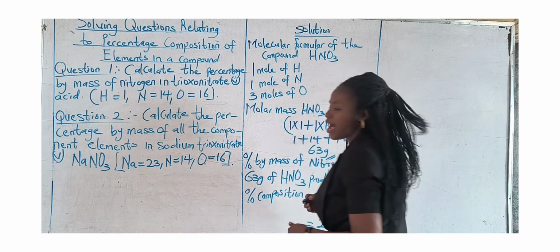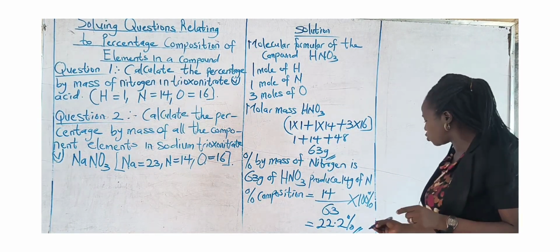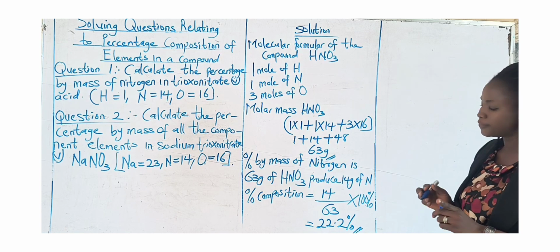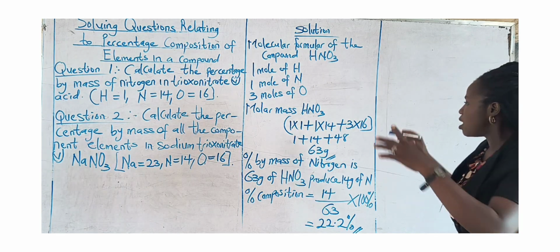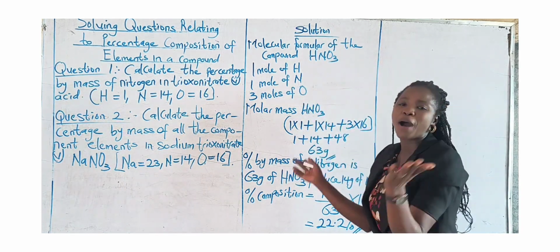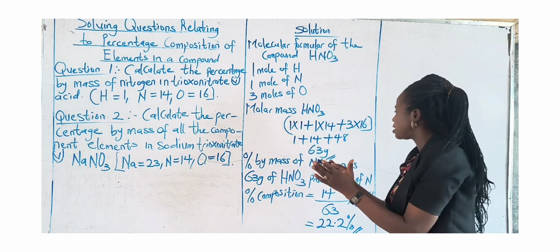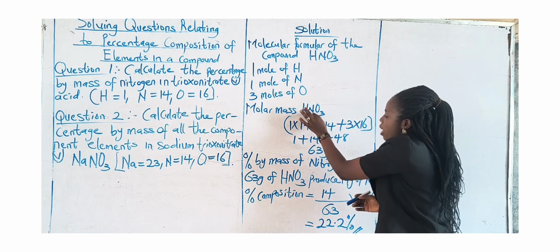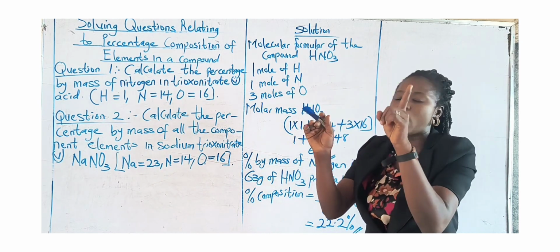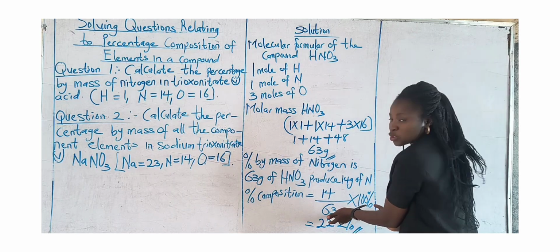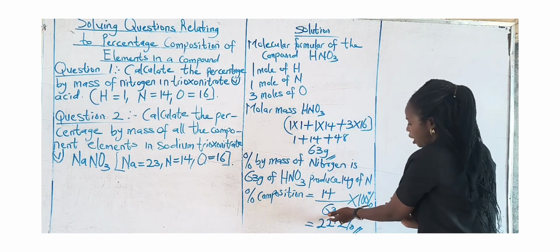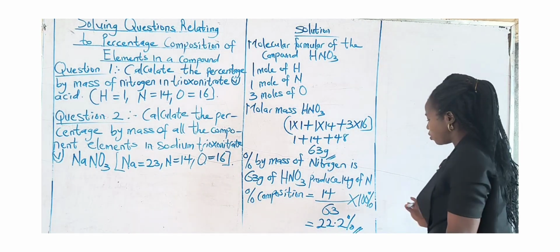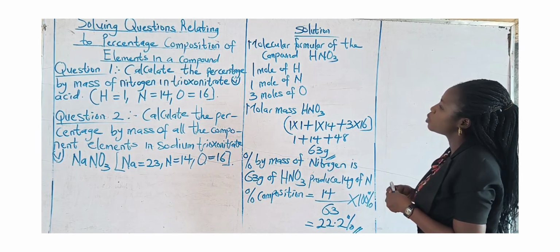22.2%. That's our answer. So we have 22.2%. I hope it's very clear. What we need to do first is look for the molar mass of all the elements present in the compound. If you have to calculate for only one, just take the atomic mass of that one. You divide by the total molar mass of the compound, multiplied by 100. You have the answer. So that's for solution number one.